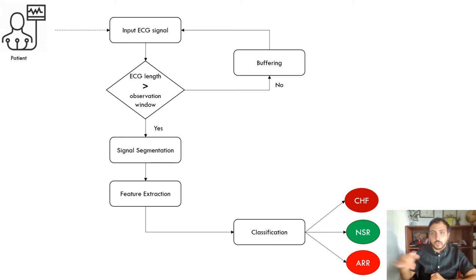In this way, as the output of the last step, Harper provides a label for the most probable classification among normal sinus rhythm, congestive heart failure, and ARR, which means no congestive heart failure, but an arrhythmia pathological condition.